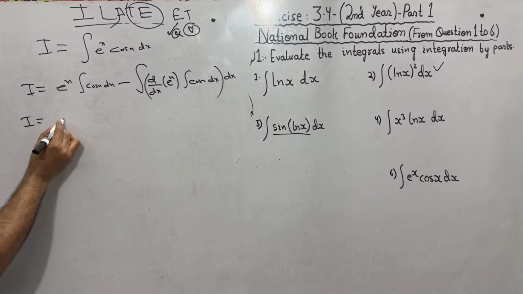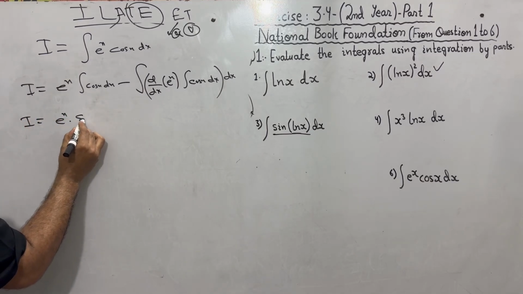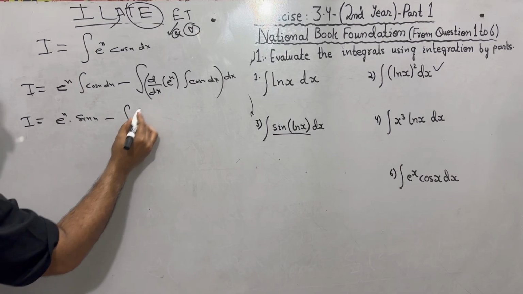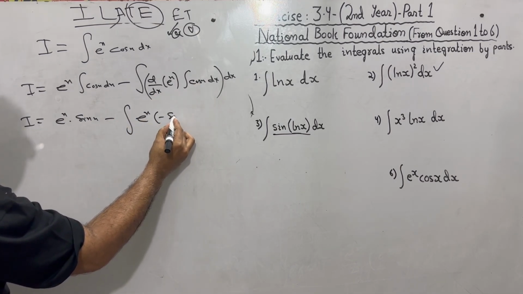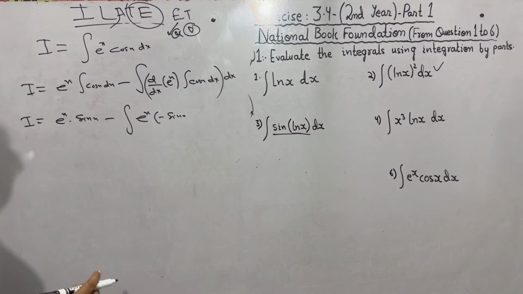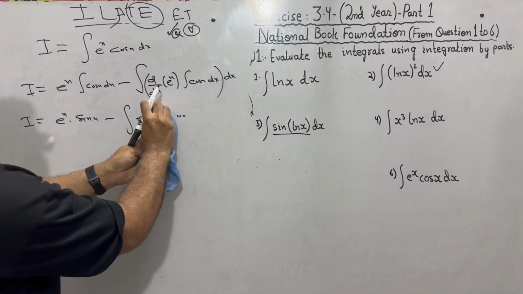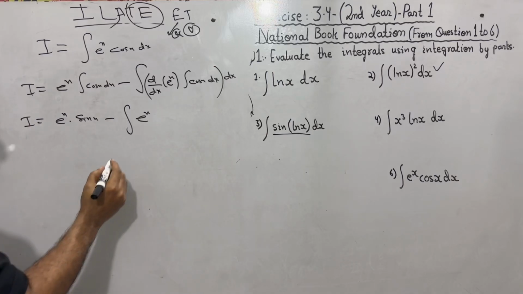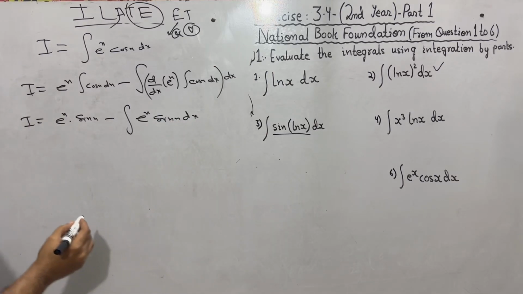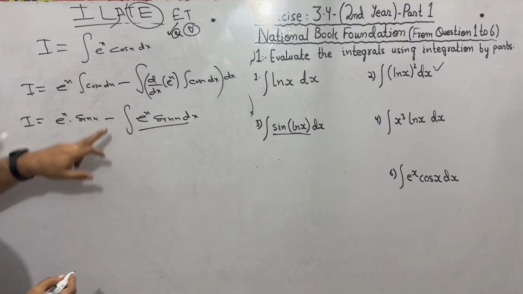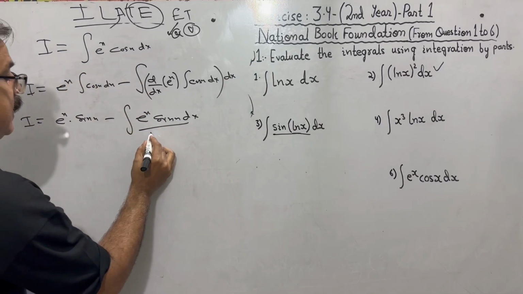I is equal to e raised x times the integration of cos, which is only sine. Differentiation of e raised x is only e raised x, and the integration of cos is only sine, dx. Here, again, the same situation. Instead of cos, we have sine. Again by parts.